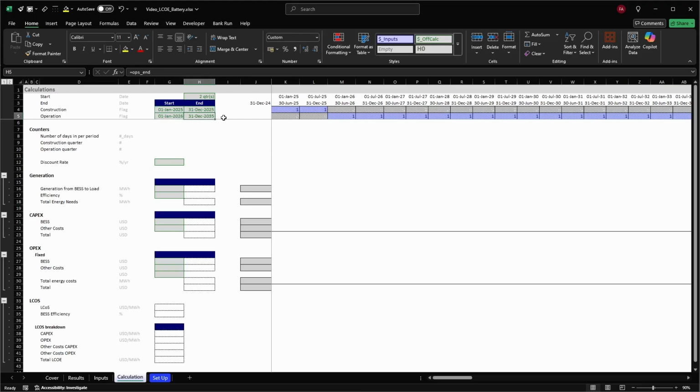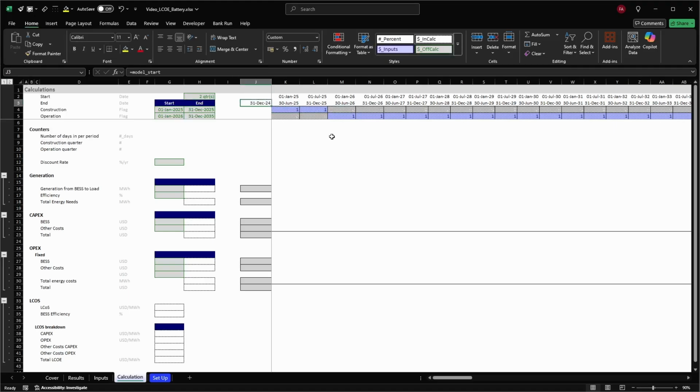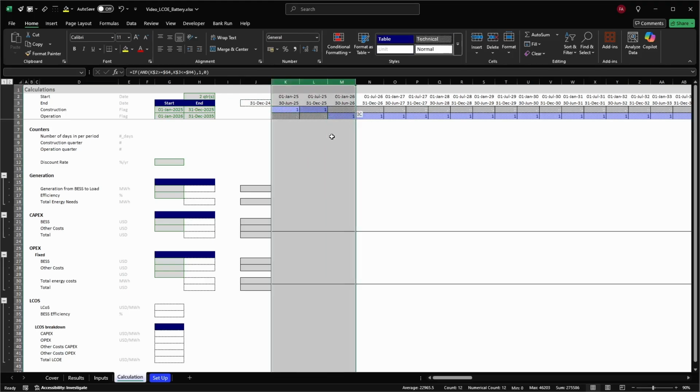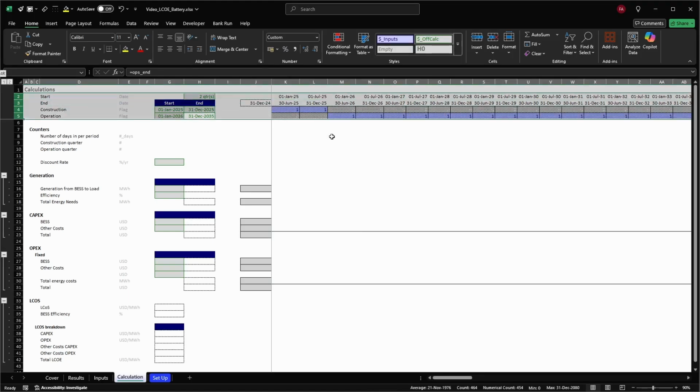So this is construction, this is operation. That was a mistake I did. All right, so I'm just gonna set this to be an input sheet calculation, so just to label it so it's easy to understand what's being done. And we have fixed our timeline calculations.